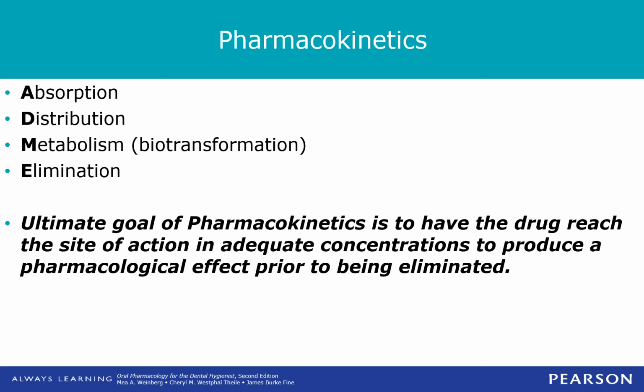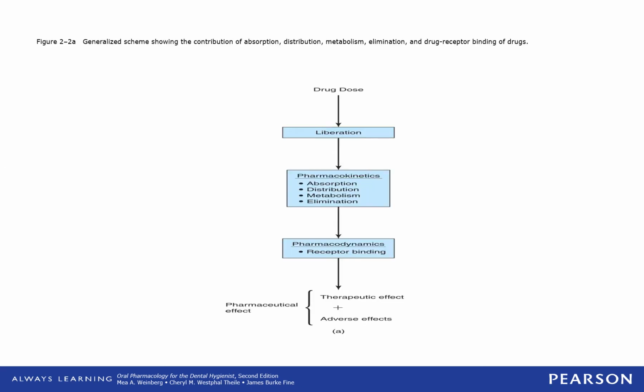How a drug is absorbed by the body, how it's distributed through the body, how it's broken down or metabolized in the body, and how it's eliminated by the body. Now, the ultimate goal of pharmacokinetics is to have the drug reach the site of action in adequate concentrations to produce a pharmacological effect prior to being eliminated. Figure 2.2 in your book shows the scheme showing the concentration of absorption, distribution, metabolism, elimination, and drug receptor binding of the drugs.